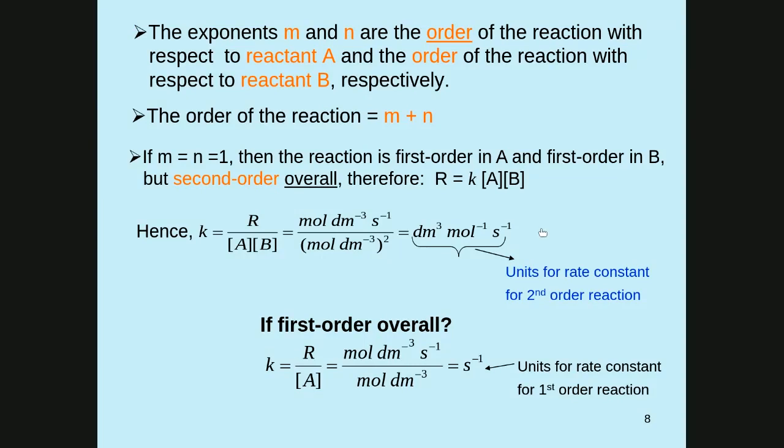Now these exponents that we saw there, the indices m and n, are called the order of the reaction with respect to reactant A, that is m, and the order with respect to reactant B. These are just definitions, just names.